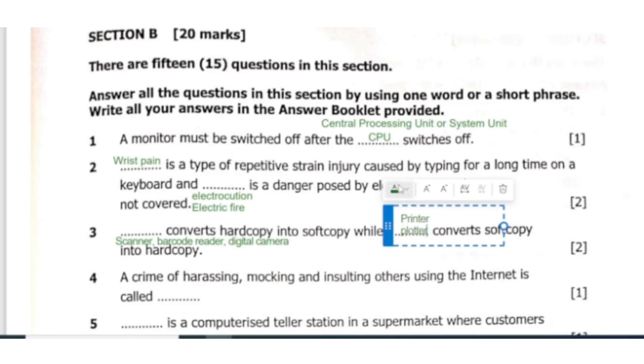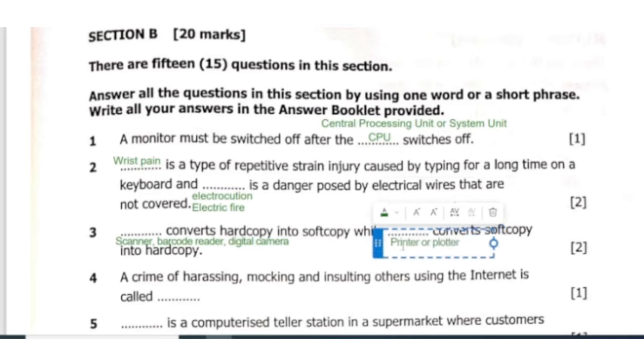I hope we have gotten the answers. So these are the answers for this one. You can either write printer or plotter. Here you can use a scanner to change hard copy into soft copy, or you can use a barcode reader, or you can use a digital camera.